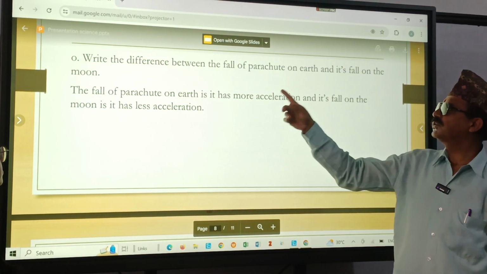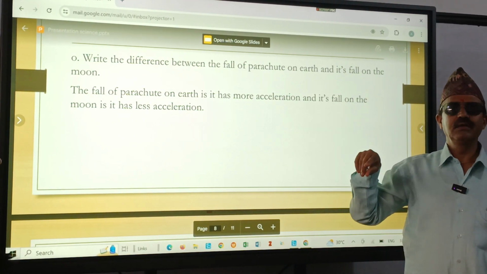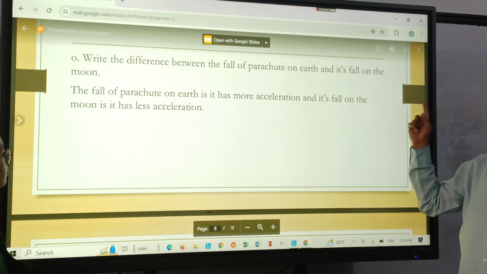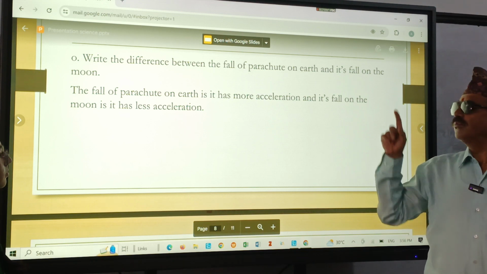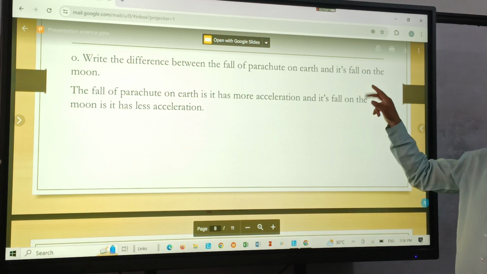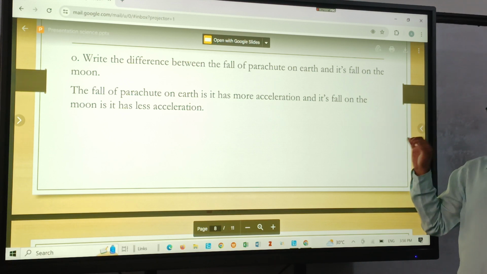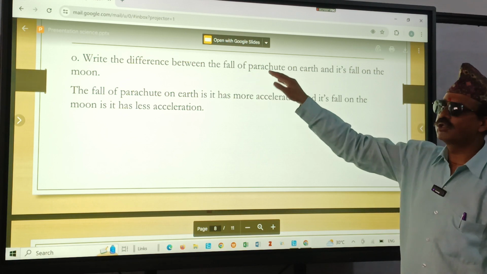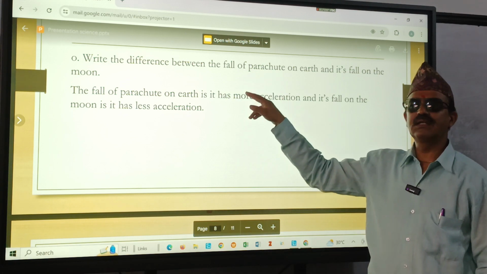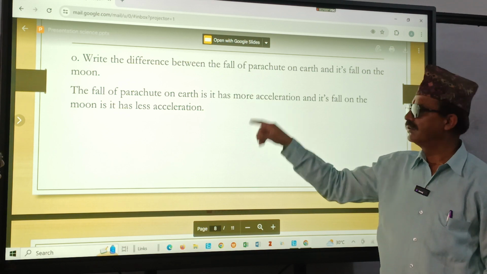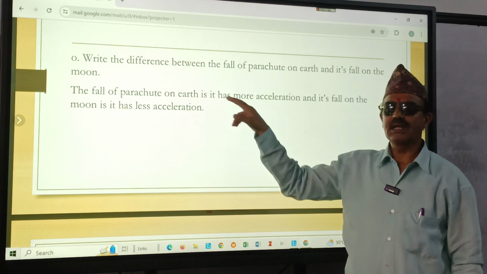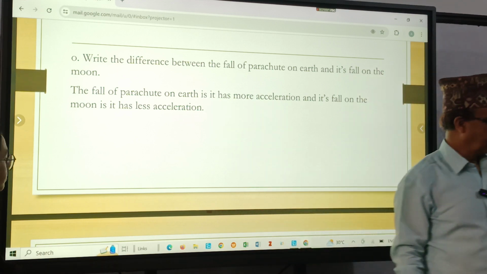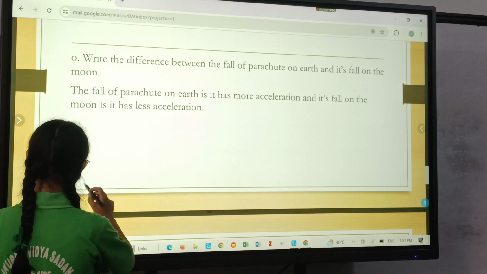The fall of a parachute on the Earth is not free fall because there is air resistance. And the fall of a parachute on the Moon is free fall because there is no air resistance. So the parachute does not fall with the acceleration equal to acceleration due to gravity on Earth, but falls with acceleration equal to acceleration due to gravity on the Moon. Okay, that is the difference. One is free fall, another is not free fall.